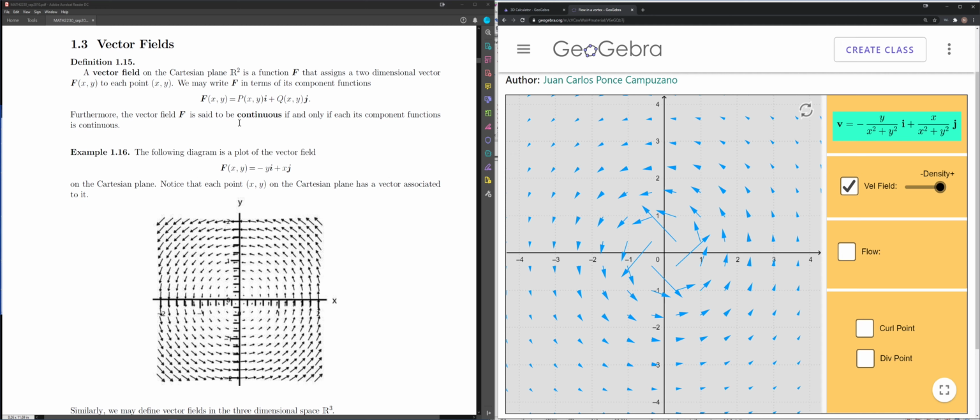A vector field is continuous if each of your component functions is continuous. So this particular vector field is going to be continuous because these are continuous functions, provided that you're not at the origin. At the origin, it's not good because you'd be dividing by 0. So this vector field is defined everywhere except at the origin.